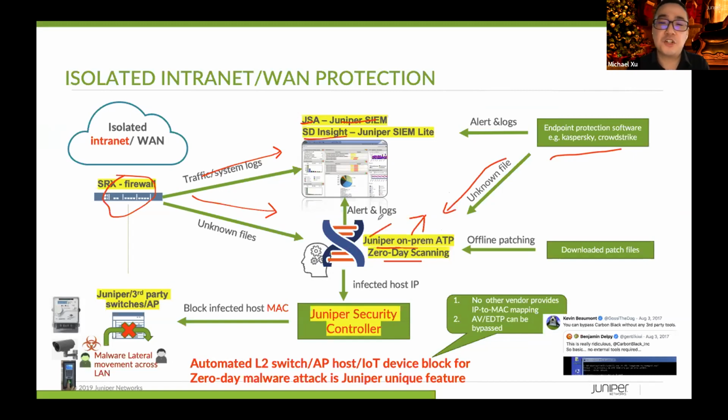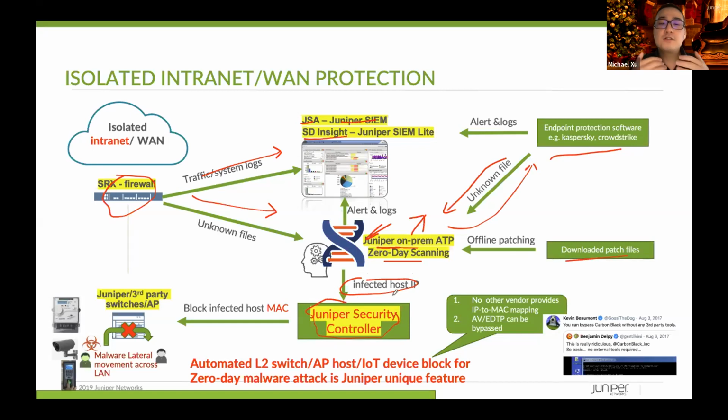We have AI, machine learning and sandboxing embedded into the box. And once we identify that the file actually is malicious, we're going to tell the endpoint protection solution to block the particular file and the particular user via the API. And of course, all the patches down to the JATP are considered offline. Our JATP is going to send the infected host IP to the Juniper security controller, or if you are familiar with it, the Juniper Policy Enforcer.